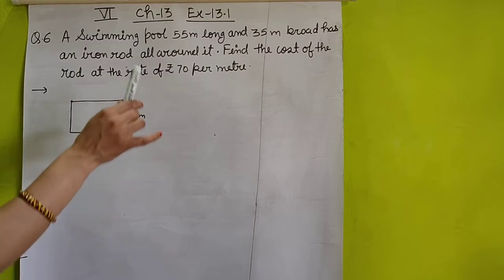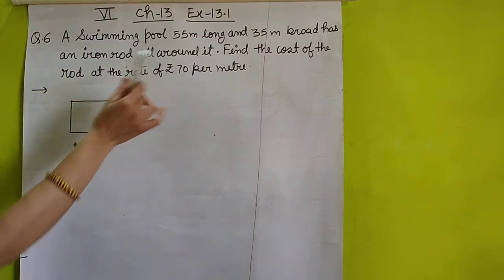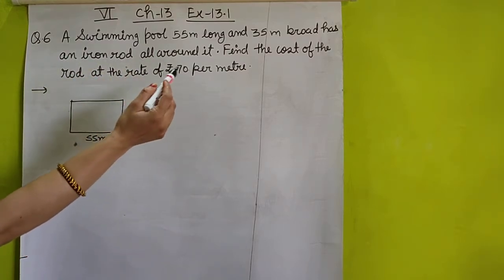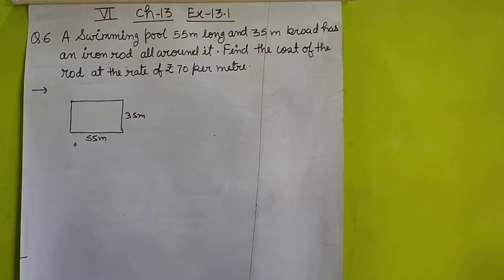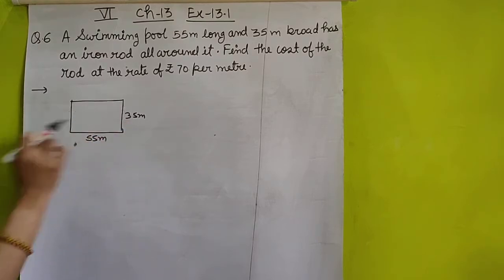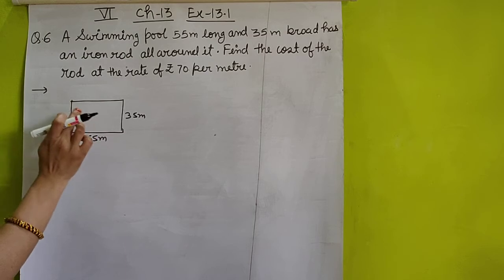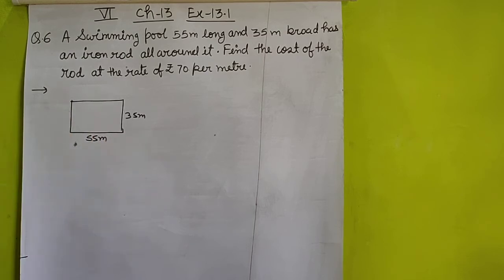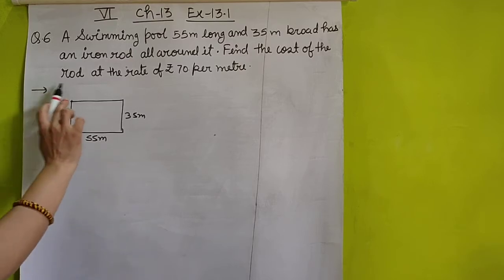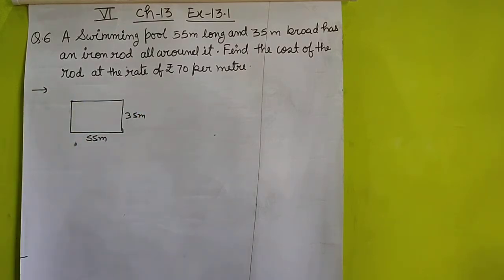So it is in the shape of a rectangle, with an iron rod all around it. They are asking to find the cost of the rod at the rate of rupees 70 per meter. First of all, we will find the length of the rod, and the length of the rod will be equal to the perimeter of the swimming pool, which is the perimeter of a rectangle. Afterwards, we can find the cost by multiplying by rupees 70 per meter.